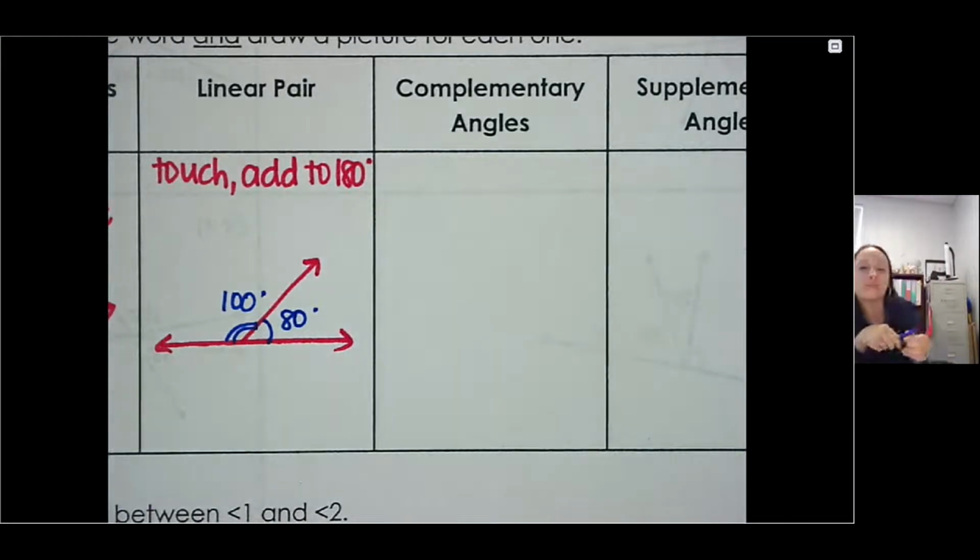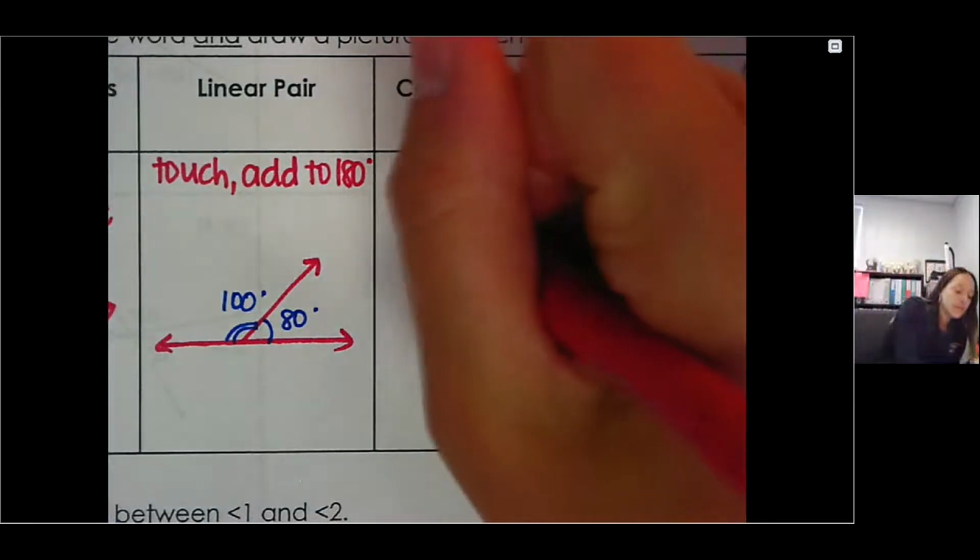Great. Complementary angles. Lincoln, go for it. Add up to 90 degrees. Good.